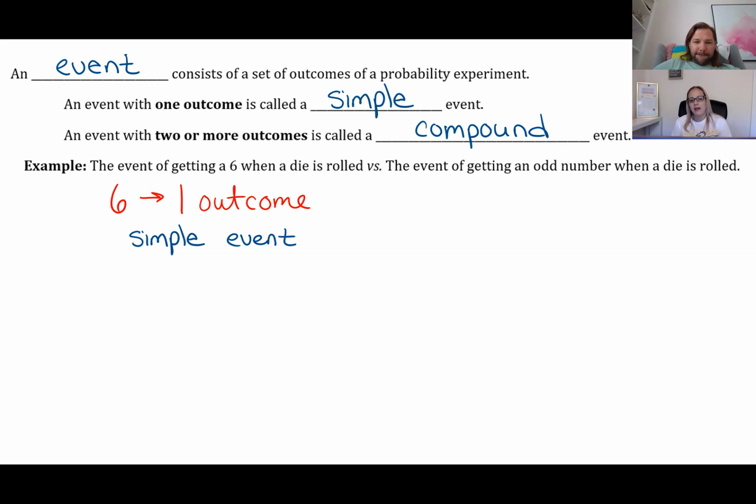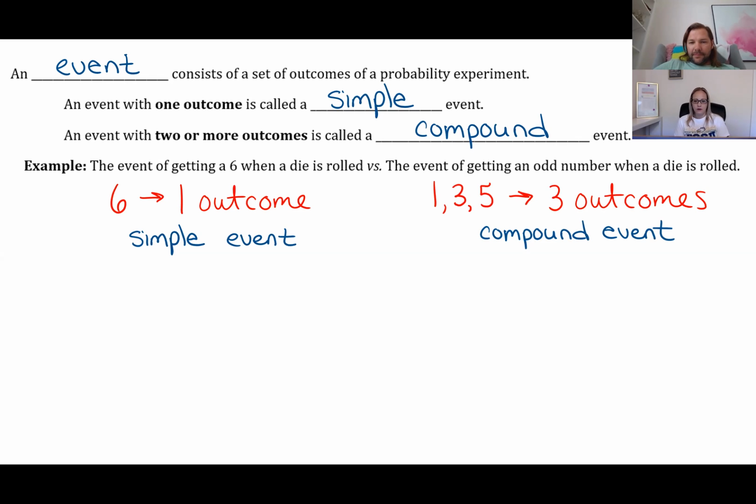Let's compare that now with the event of getting an odd number when a die is rolled. How many ways are there to get an odd number when you roll a die? Well, you could get a 1, you could get a 3, or you could get a 5. All of those would be odd numbers. So there's 3 outcomes in that event. So we would call that a compound event.